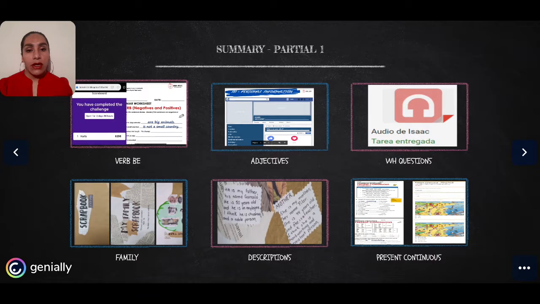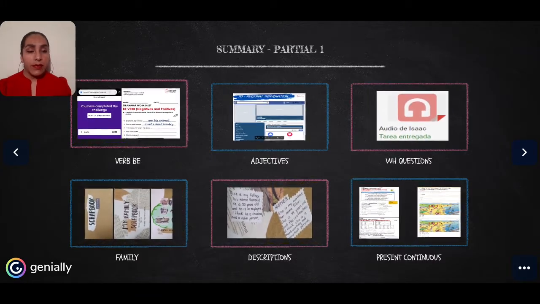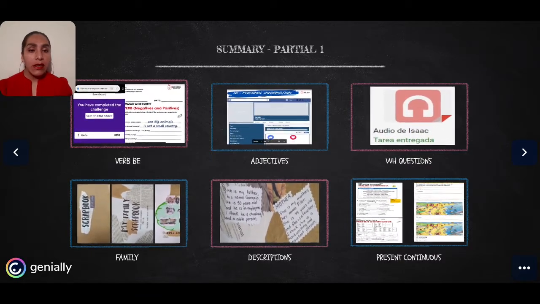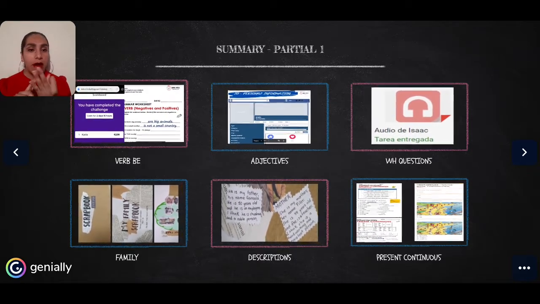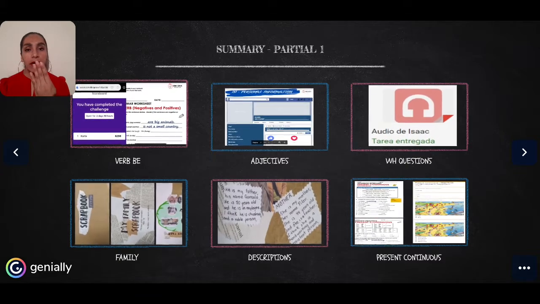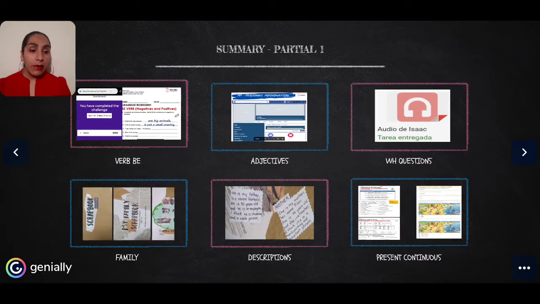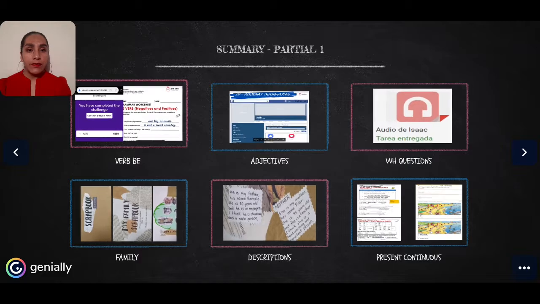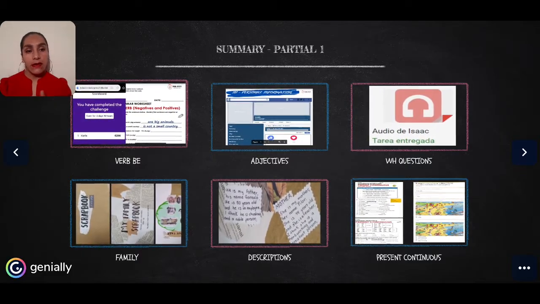Then you talk about your family and you design a family tree. Also, you created some descriptions about your family members where you describe their names, their ages, their occupations, and some of their personal characteristics they have. Finally, we have been checking the present continuous, and in general, that's the overview of the partial number 1. Este es el resumen de lo que hemos checado en el parcial número 1.